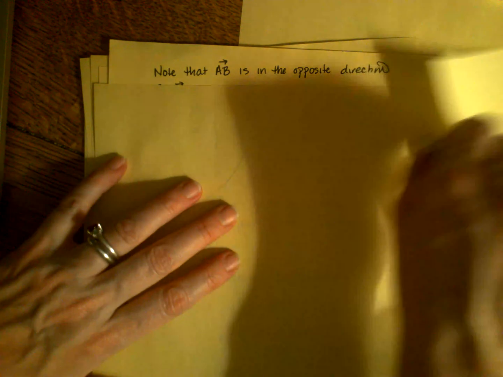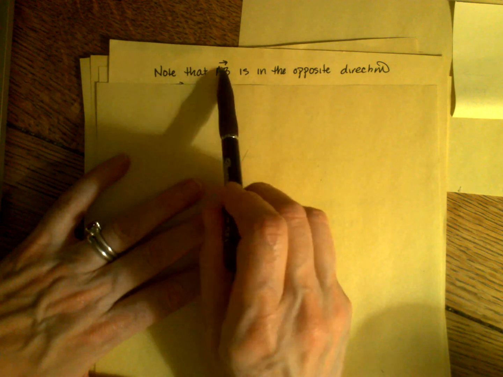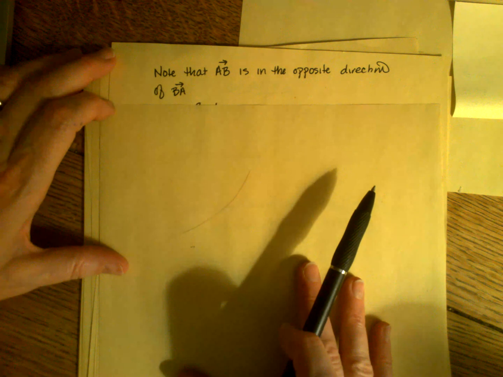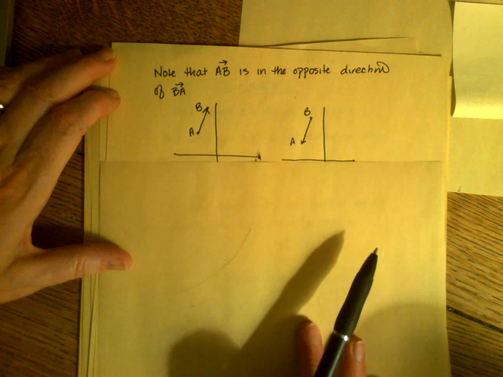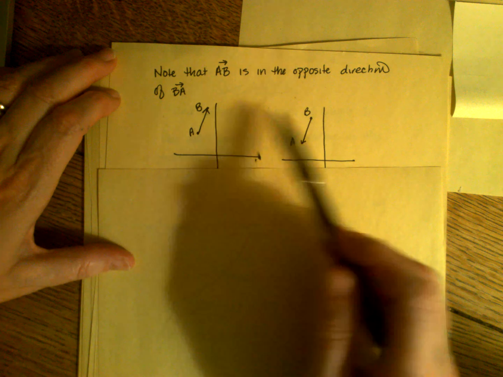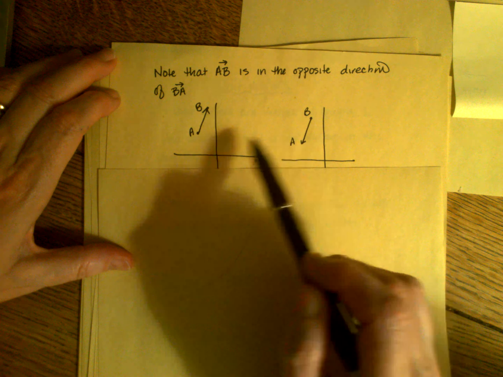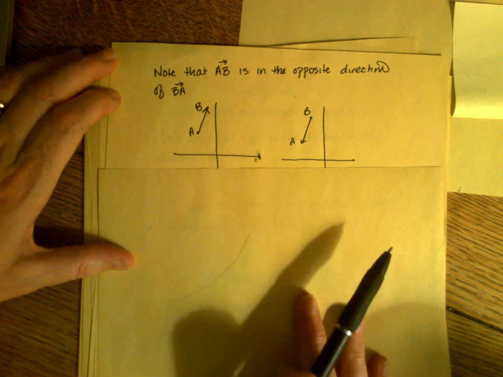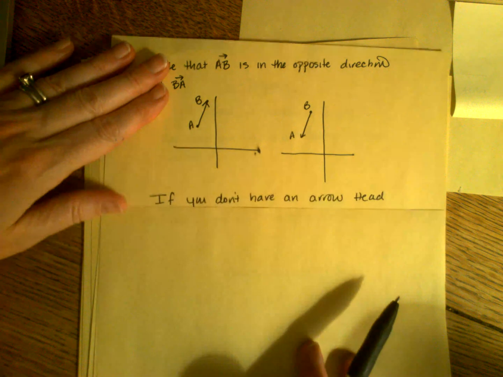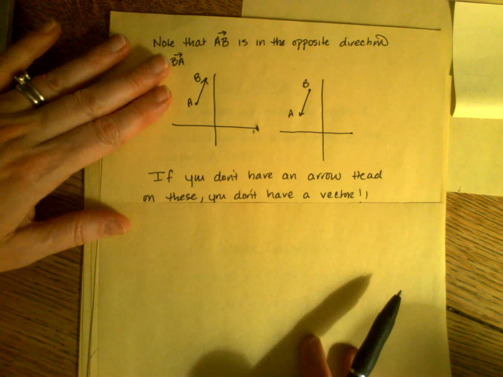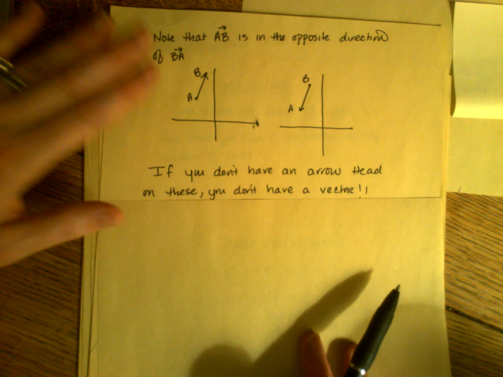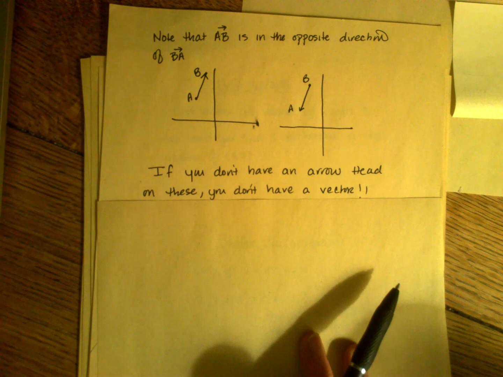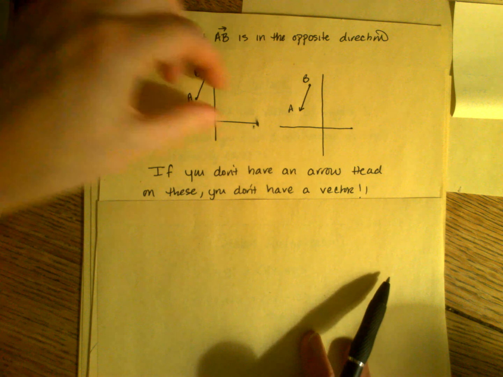So note that vector AB is in the opposite direction of vector BA. If I drew them, it would look like this. Here's vector AB, here's vector BA. Very, very different, pointing in different directions. If you don't have an arrow, then you don't have a vector. So if all you did was make little segments here, then you did it wrong.